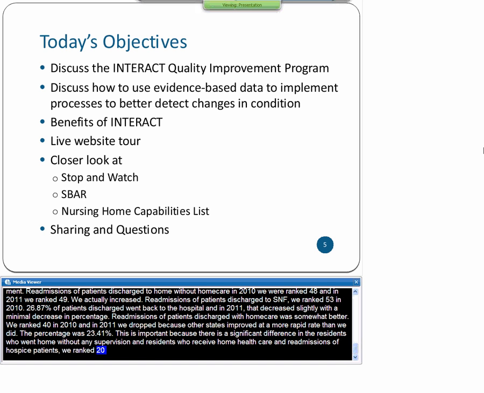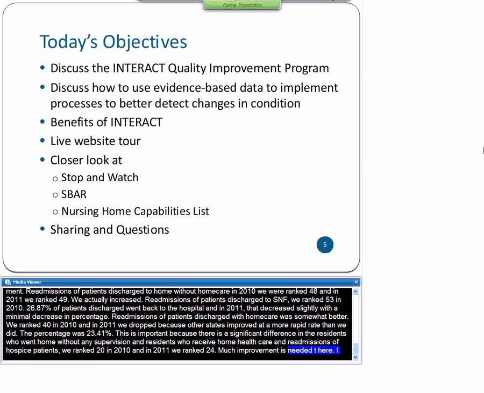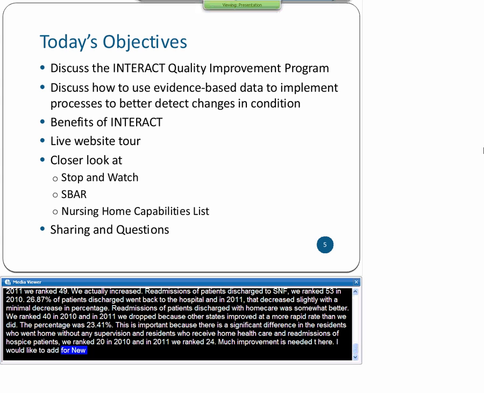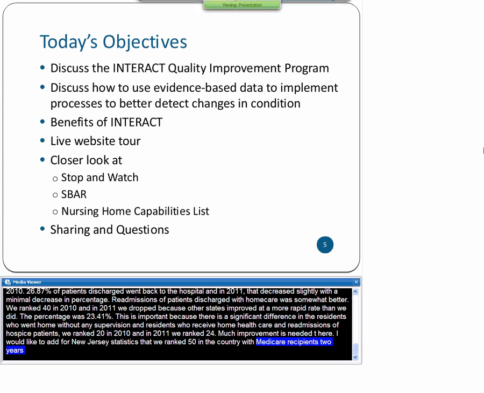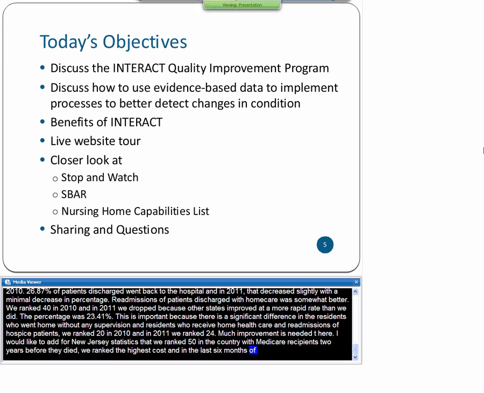And I'd like to add for New Jersey statistics that we ranked 50th in the country with cost of health care to our Medicare recipients 2 years before they died. We ranked the highest in cost. And in the last 6 months of life, we sent the most people to the most specialists at the highest cost. So New Jersey has a lot of room for improvement.